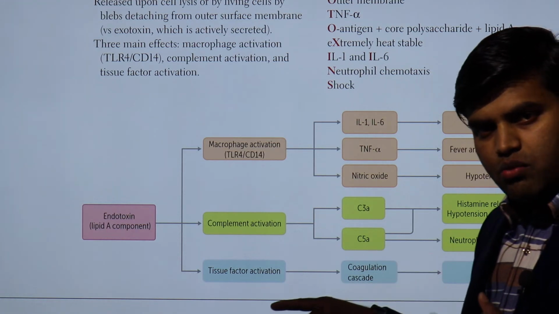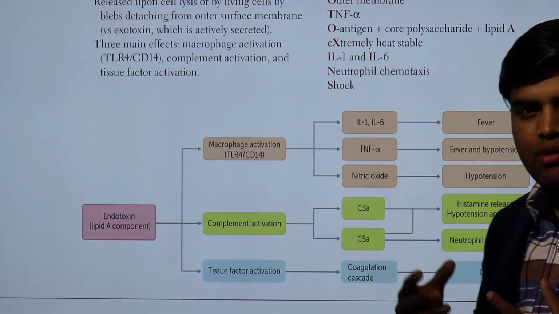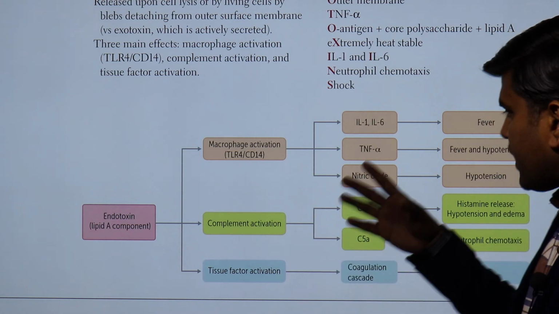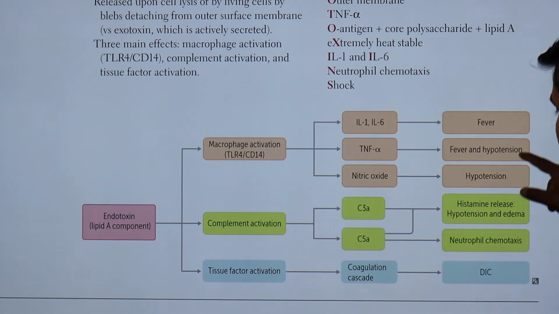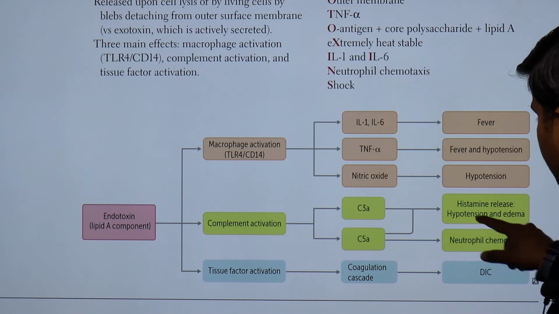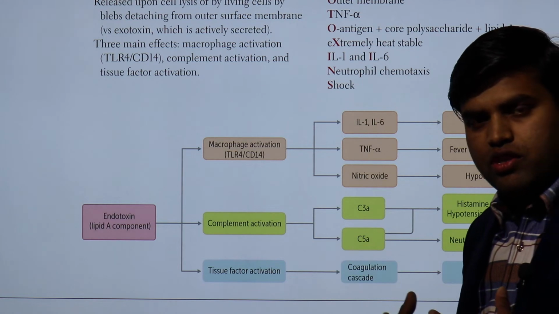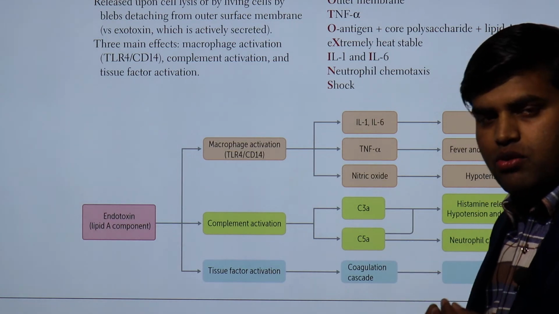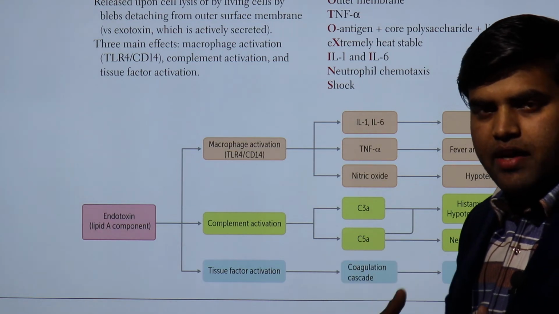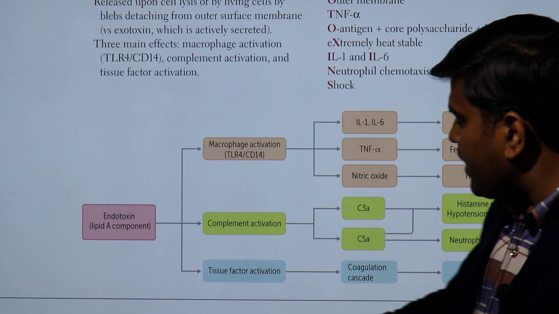cascade to be activated. And once the coagulation cascade is activated, they will develop disseminated intravascular coagulation. So what is happening? The end result is your patient is developing fever with hypotension, that is, the patient is going into profound shock, and disseminated intravascular coagulation throughout the whole body, that is the intravascular coagulation and the ischemia, and cells are going to die. So in this way multi-organ failure does occur.